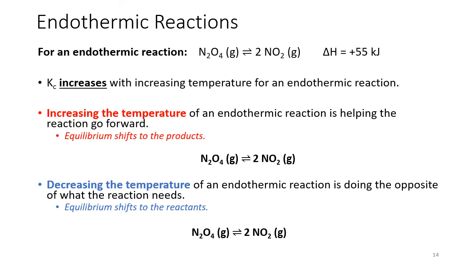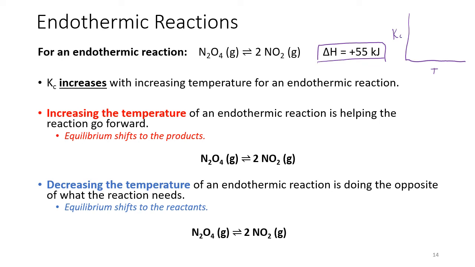Now imagine we have an endothermic reaction, one where the enthalpy of the reaction, or delta H, is a positive value. N2O4 forming 2NO2. For an endothermic reaction, the value of the equilibrium constant increases with increasing temperature. So if we were to graph this, it would look something like this. Temperature on the x-axis, our value of our equilibrium constant on the y-axis.